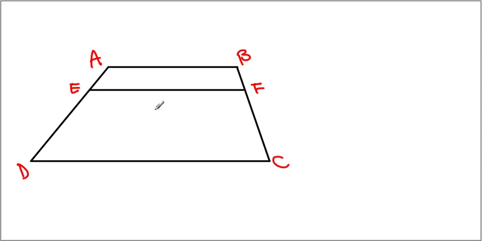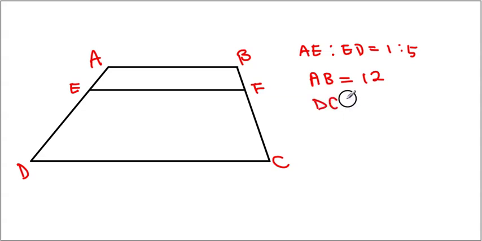Now, intentionally, EF is not necessarily the median of this trapezoid. In fact, I'll say the ratio of AE to ED looks like about 1 to 5. Now, where AB is equal to 12, and DC is equal to 18. And we want to figure out, find EF. So how do you do this one?